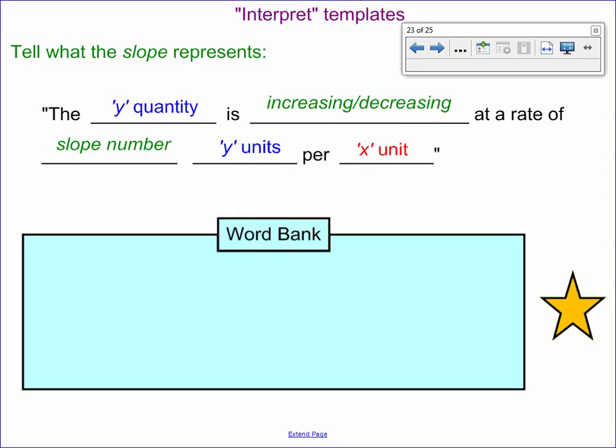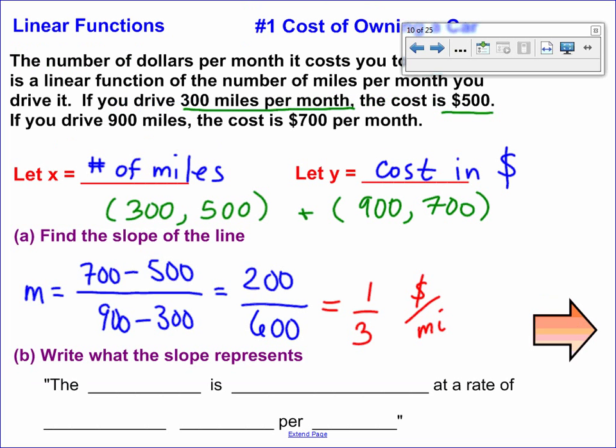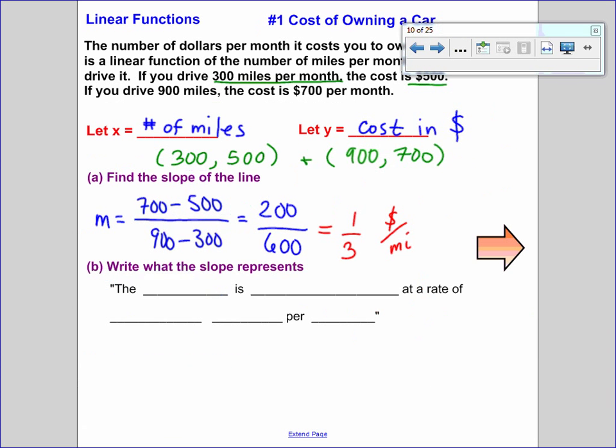That makes sense. If I drive my car more, the cost of money is going to go up. How much? Well, it's going up a third of a dollar for every mile that I drive that car. Let's go ahead and write that down. So the cost of owning the car is increasing, because it was a positive slope, at a rate of one-third dollars per mile driven. So a third of a dollar increase for every mile more that I drive the car.